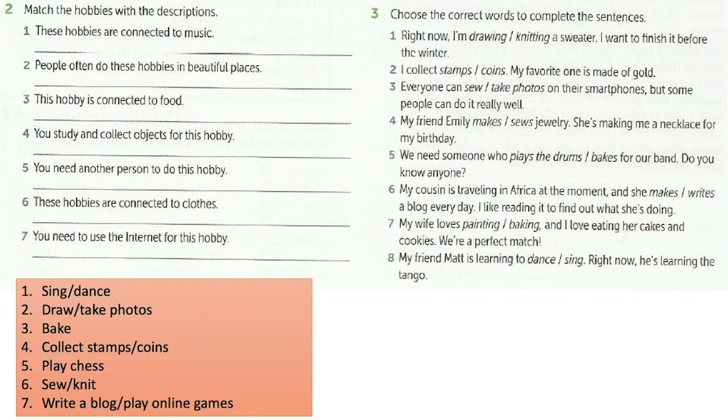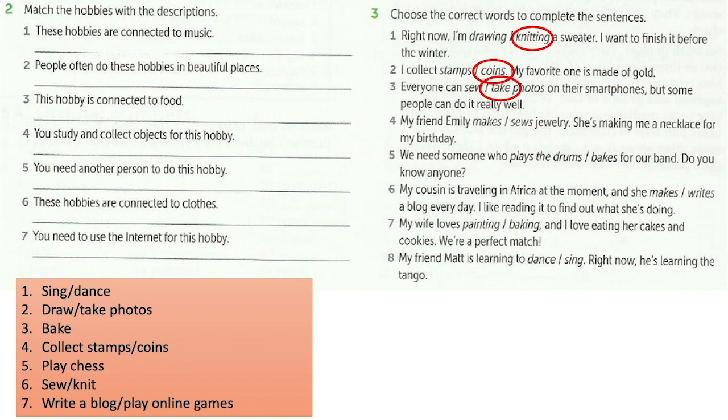Yes? Good. So here the first one would be knitting a sweater. Number 2: I collect, my favorite one is made of gold. If you collect something and it's made of gold, which is a material, what do you think would be the correct answer? Stamps or coins? So the answer here is coins. You collect coins, not stamps, because stamps are not made of gold.